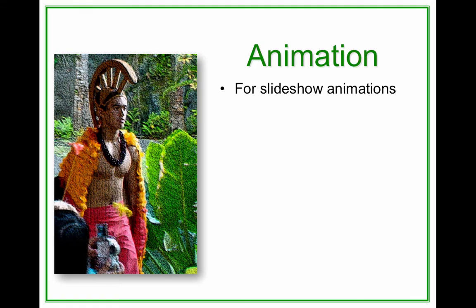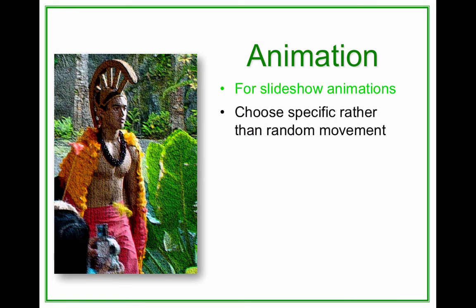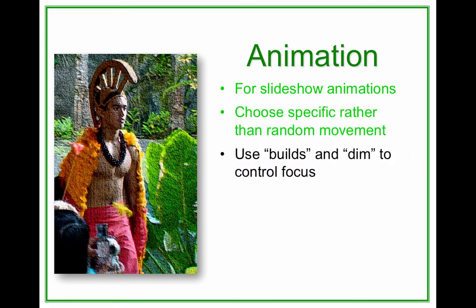For slideshow animations, choose specific rather than random movements. Use builds and dim to control your focus. A build is when you animate between each of your lines. A dim is when you choose to have it change color so that you can see the difference between the one that you're talking about and the previous items.